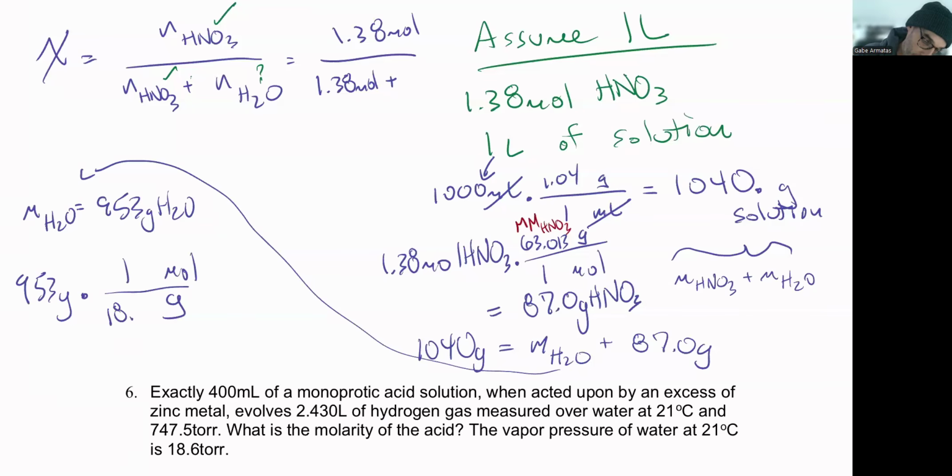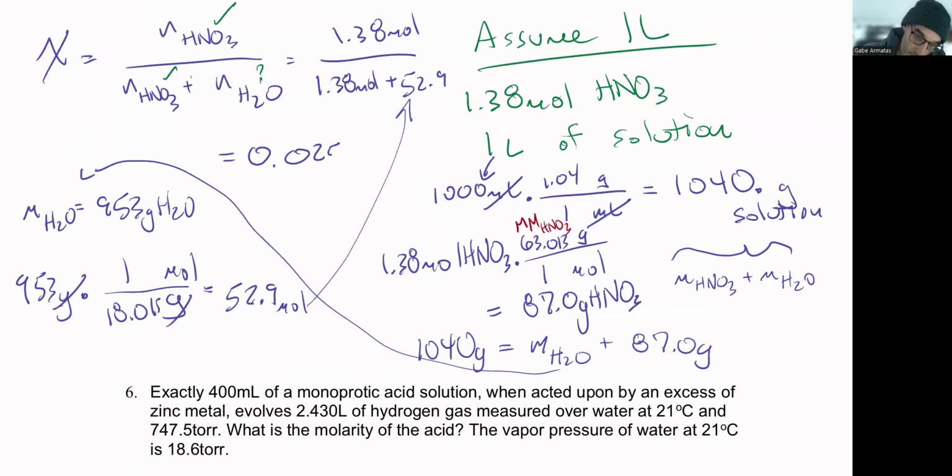I'll take that 953 grams of water, grams to moles. 1 mole is 18.015 grams. Grams cancel. I end up with 52.9 moles of water. I can plug that in up here. So 52.9 moles of water, and I end up with a mole fraction of 0.0254.